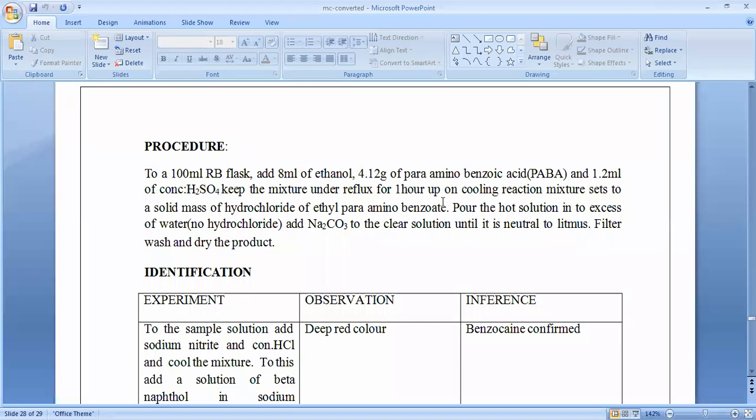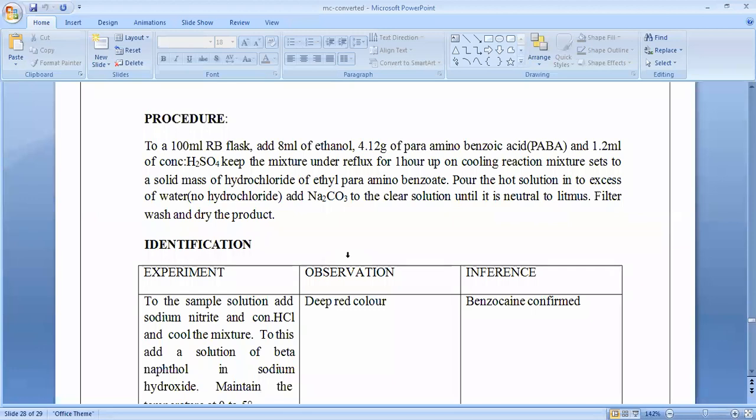Upon cooling the reaction mixture, it sets to a solid mass of the hydrochloride of ethyl para-amino benzoate. Now pour this hot solution into excess water and add sodium bicarbonate until the solution is neutral to litmus. Then filter and wash the dry product.